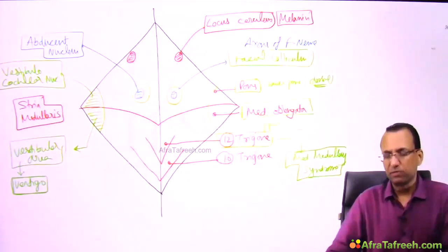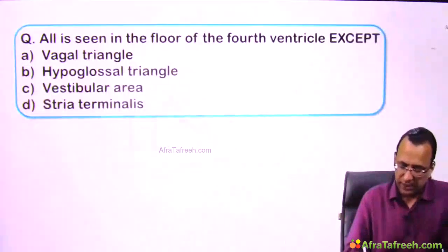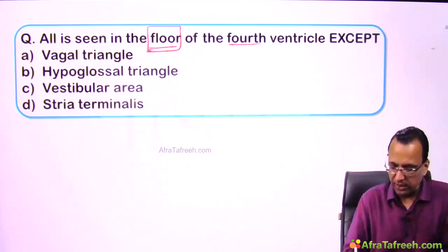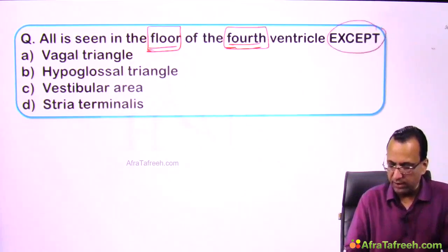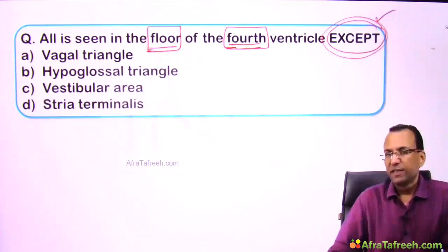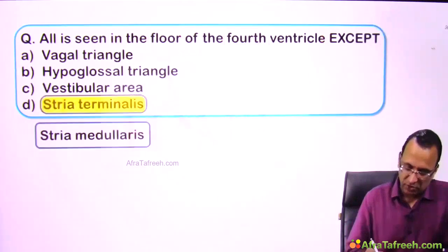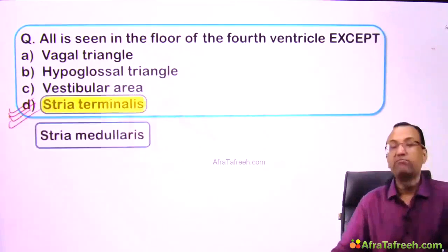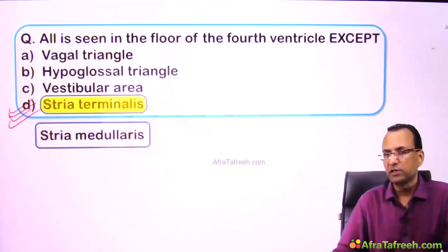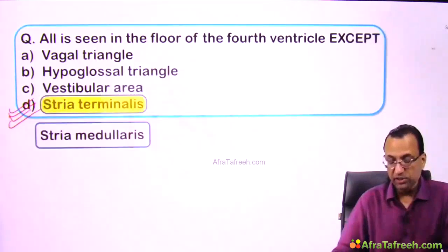One question came, asking which of these are all seen at the floor of the fourth ventricle and which is not. What do you think is the answer? Yes, actually it is not stria terminalis, it was stria medullaris. So that is your answer.